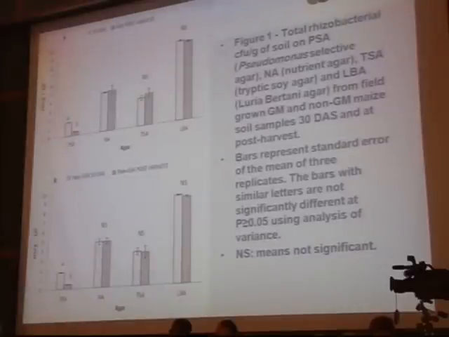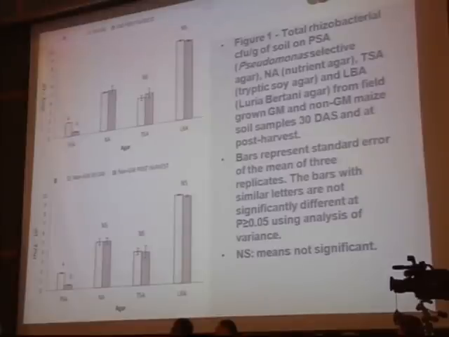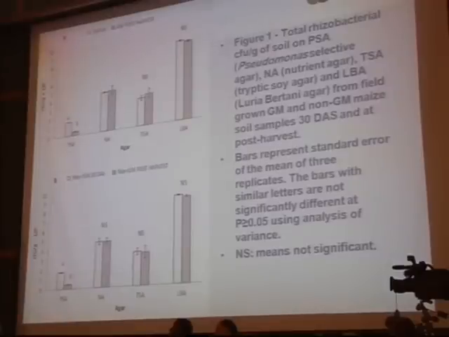In conclusion, from what we observed, when you are looking at this figure, try to compare the top one with the below one. Don't compare top to itself. It was found that there was no difference between the GM and the non-GM in terms of the colony forming units that were observed on different agar media. And with regard to the API test that was done, we found that the colonies that were common to the GM plants were also the colonies that were common to the non-GM plants.